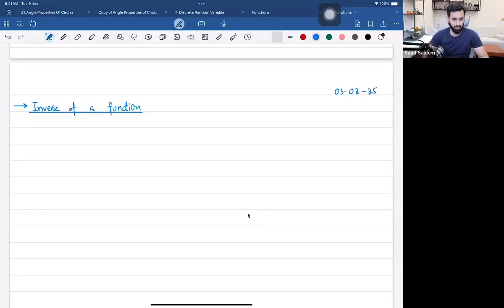Anyway, so today is the 3rd Feb 2025. So we're doing inverse of a function. So it's a 3-step process finding the inverse. Sometimes it requires a couple more, sometimes it requires one additional step. So we're going to talk about that. So we're going to do this with the help of an example.